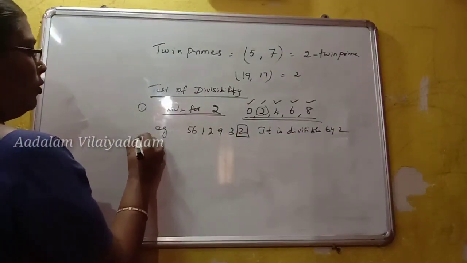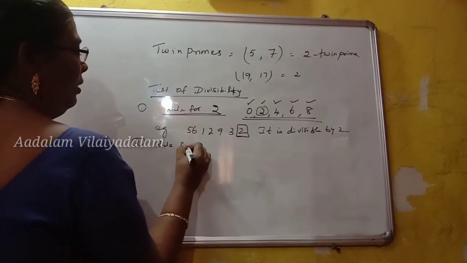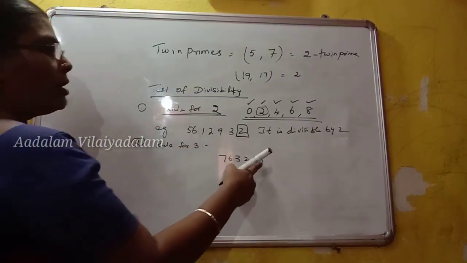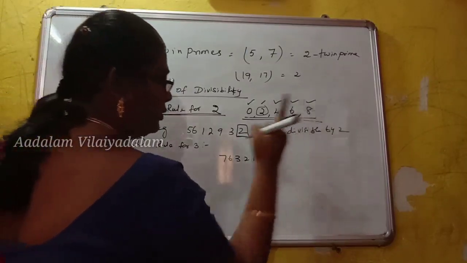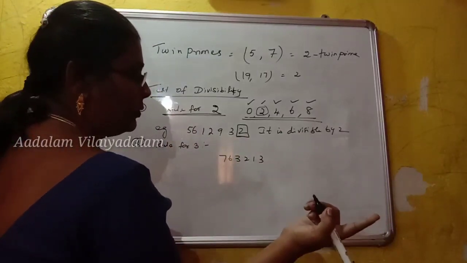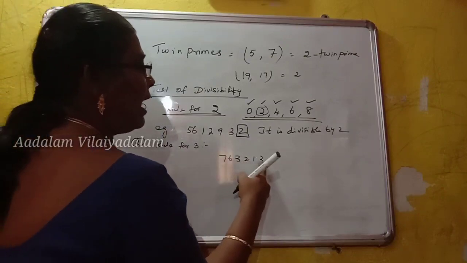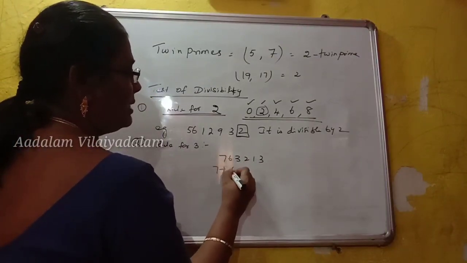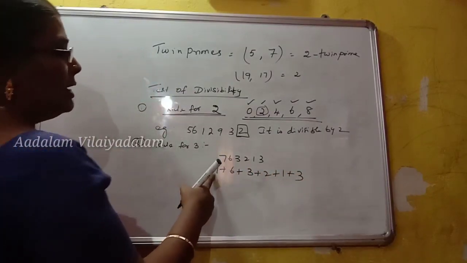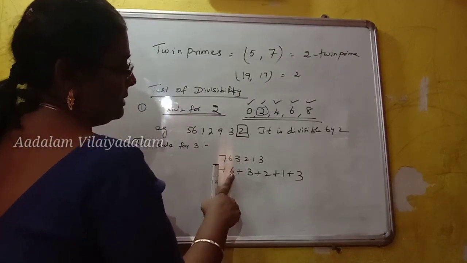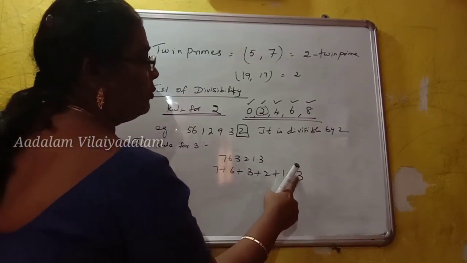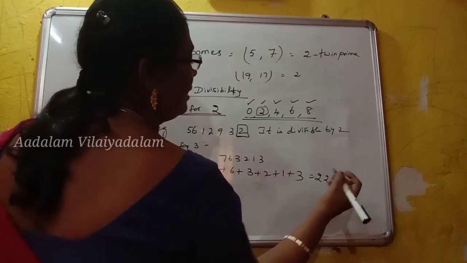Okay. Then, the rule for 3. Take 763213. Last digit 3 means you cannot say it is divisible by 2. And for the rule for 3, how will you say this number is divisible by 3? You can't know directly. So the rule for 3 is you have to add the digits. 7 plus 6 plus 3 plus 2 plus 1 plus 3. 7 plus 6 is 13, 13 plus 3 is 16, 18, 19, 20, 21, 22. So you are getting the answer 22.